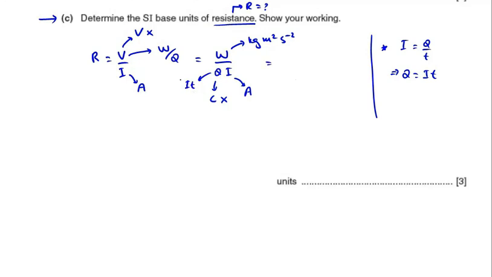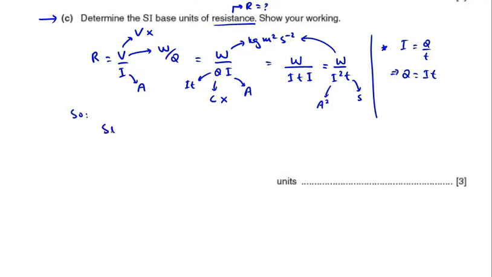Now replacing Q by its expression IT gives W over ITI, which simplifies to W over I squared T. Now students, in this expression, W is energy and its SI base units are kilogram meter squared per second squared. I is current and its SI base unit is ampere. So SI base unit of I squared should be ampere squared, and SI base unit of time is second. Students, now we can use this expression to write SI base units for resistance.